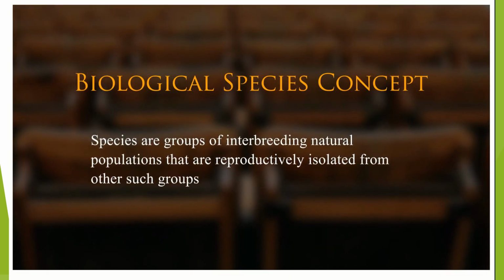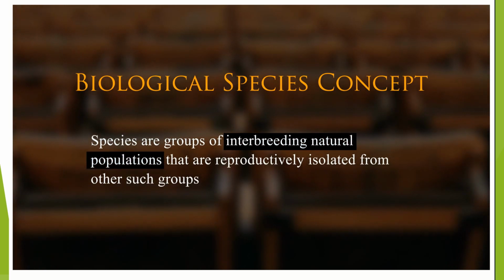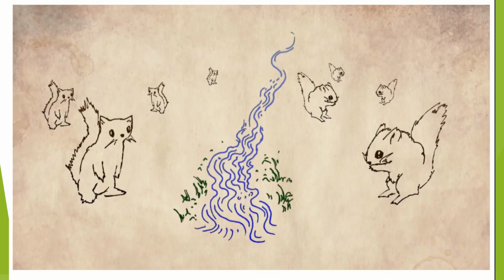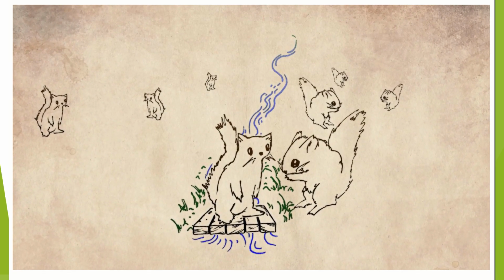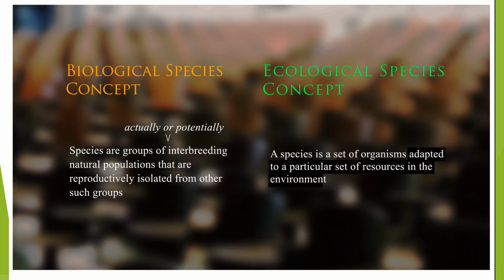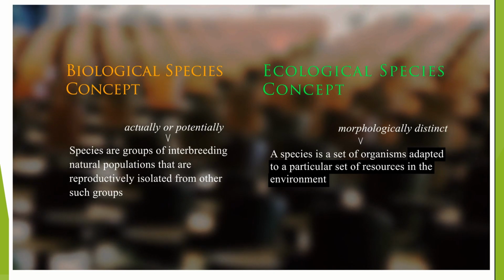But how do we know that? And what is a species anyway? Well, it depends on who you ask. If you ask a biologist, they might tell you that species are groups of interbreeding natural populations that are reproductively isolated from other such groups. Some would add the idea of potential to reproduce. For example, if two groups are separated by a barrier, but they could reproduce if they got together, then they're still the same species. An ecologist might give you a different definition. A species is a set of organisms adapted to a particular set of resources in the environment. Some might add that species have different physical characteristics or morphologies.